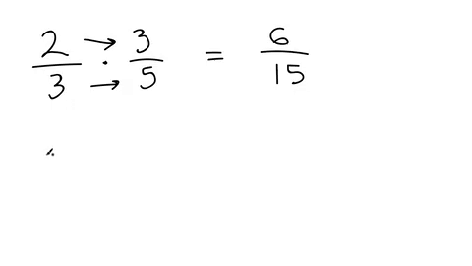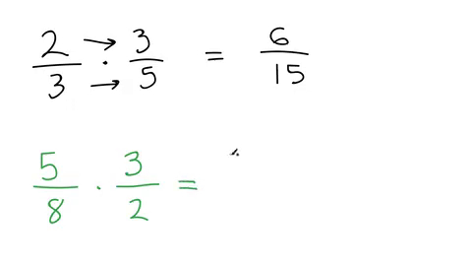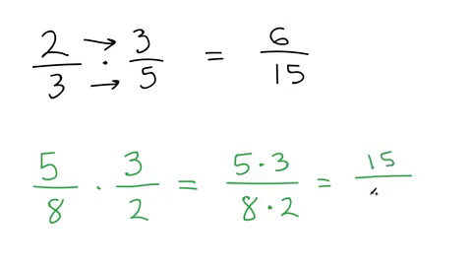Let's do another example. 5/8 times 3/2. So we multiply straight across. So this is the same as, I'm just going to rewrite it this time, but we're doing the exact same thing. 5 times 3 divided by 8 times 2. This equals, 5 times 3 is 15, and 8 times 2 is 16.